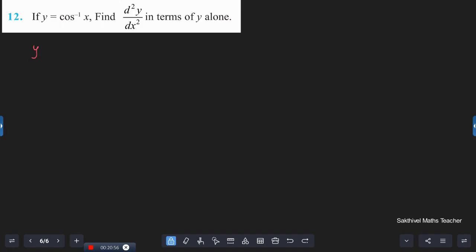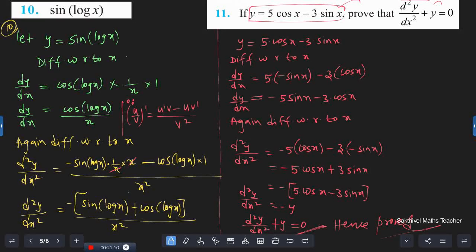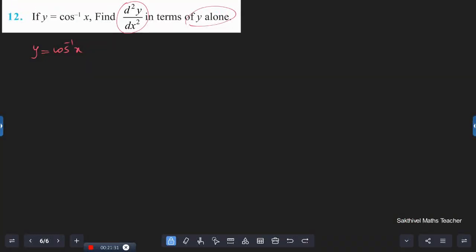So y equal to what they give? Cos inverse x. Find d square y divided by dx square in terms of y alone. Listen, there is a check, listen. Directly if you differentiate, generally whatever they gave, the answer will be coming in terms of x only. Listen carefully. Here also if you differentiate directly, you will get it in terms of x only. But in this question they are asking d square y divided by dx square in terms of y. Why?